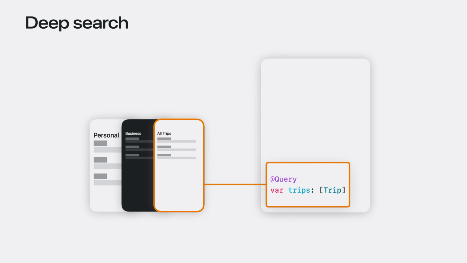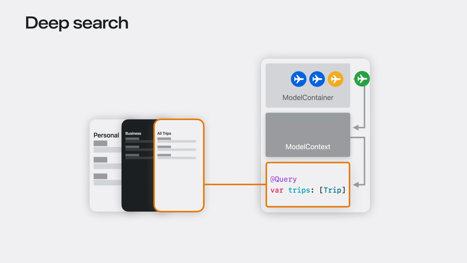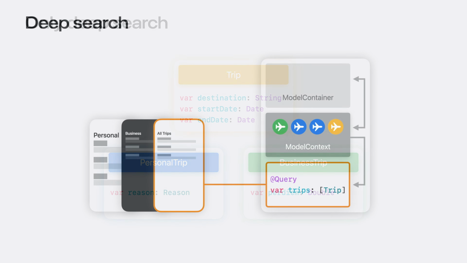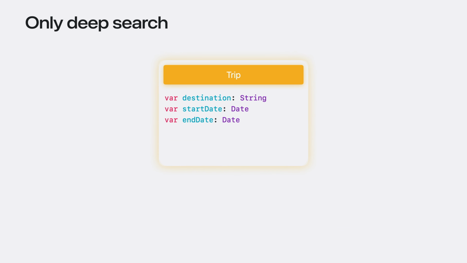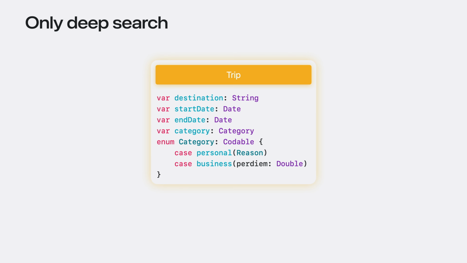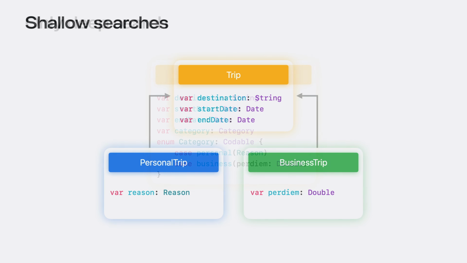Another reason to use inheritance depends on how you query or fetch your models. There are several ways to query for data, and we currently harness the query macro to fetch all trips from the model container to drive our views. This is an example of a deep search. If we only harness deep searches, meaning that we always fetch all trips and utilize only the trip type, then we should consider personal or business trip to be a property on trip rather than a subclass.